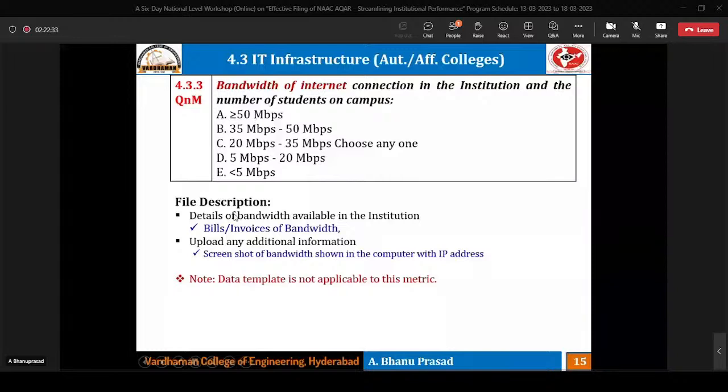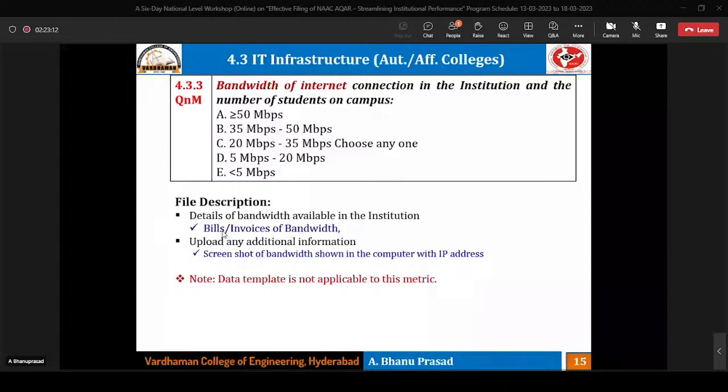Right, coming to the details to upload, the bandwidth available. You can upload the bills or invoices of the bandwidth. Most of the institutions maintain a single bandwidth with 1000 Mbps. Some maintain primary and secondary bandwidth also. Even though we have the technology, we cannot always depend on a particular one. So it is better to have the secondary bandwidth or leased line or dedicated, whichever we say. We can upload the screenshot of the bandwidth shown in the computer with the respective IP address provided.